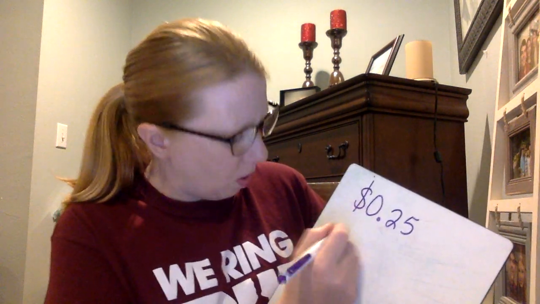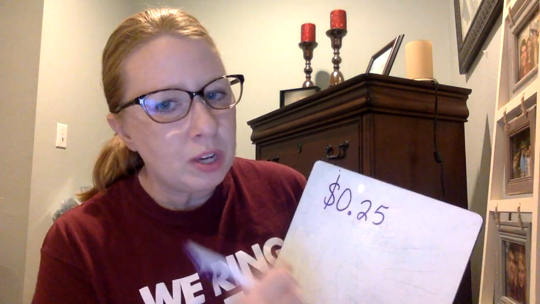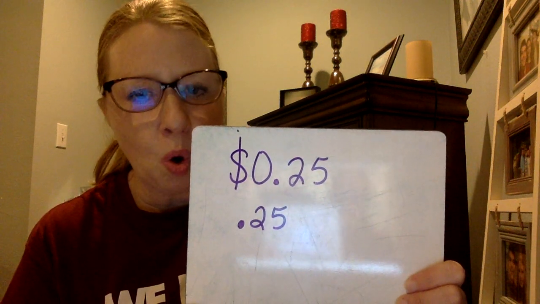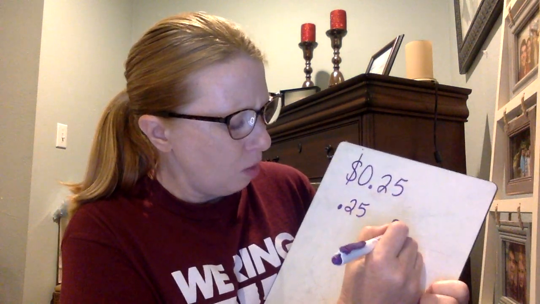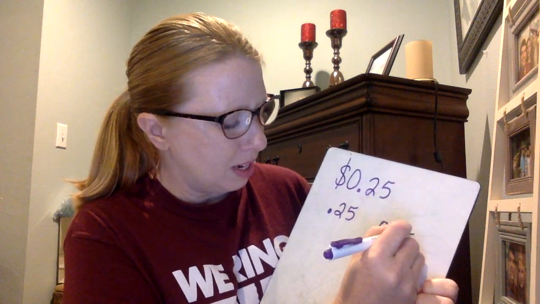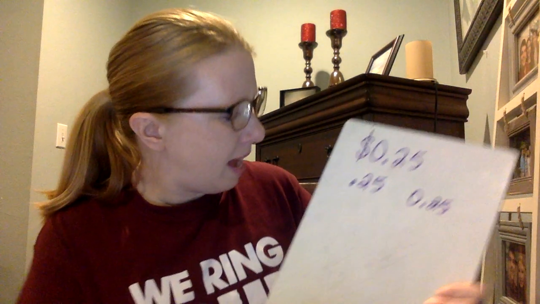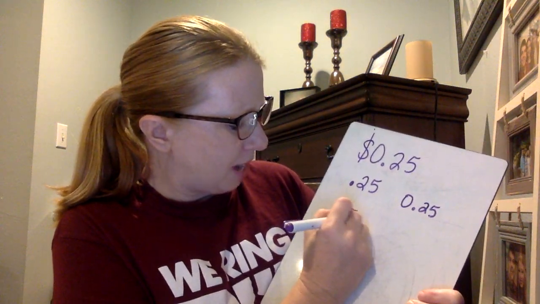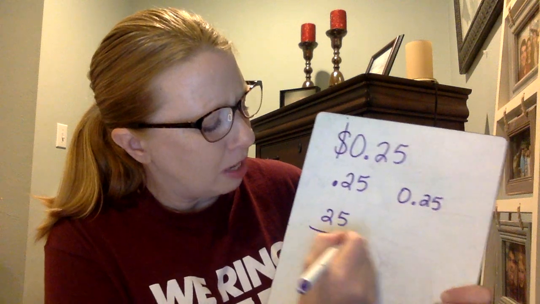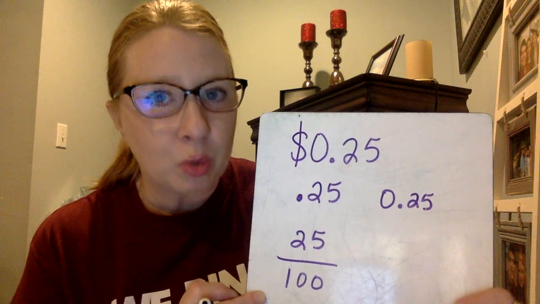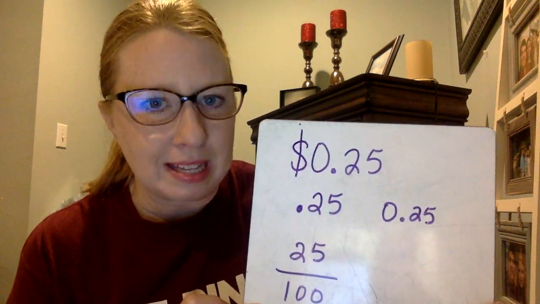Now I want to write this as a decimal as well. So to write it as a decimal, I can do it two ways. I can just put a decimal 25, that's 25 hundredths, or I can write 0 decimal 25, 25 hundredths. I can also write it as a fraction. To write it as a fraction, I'm going to have 25 as my numerator and 100 as my denominator. Because remember, we've got 25 out of 100 cents.